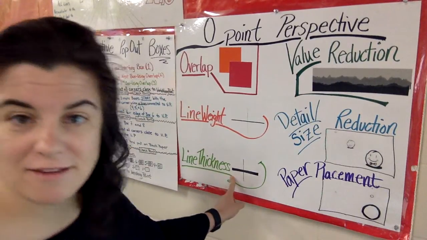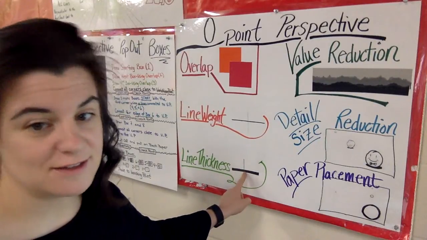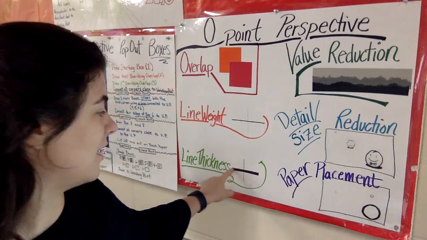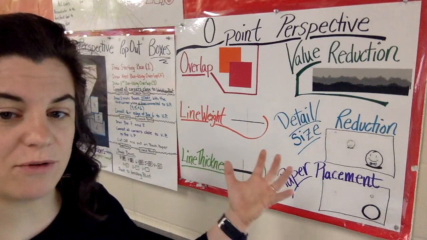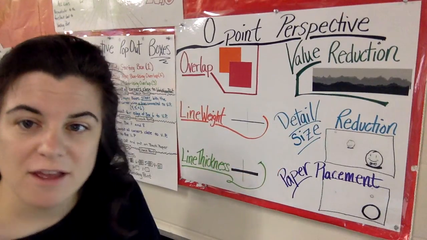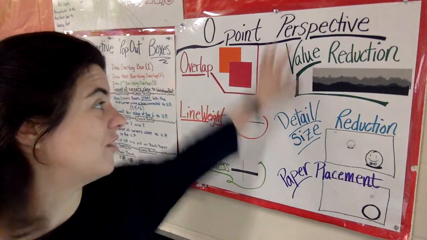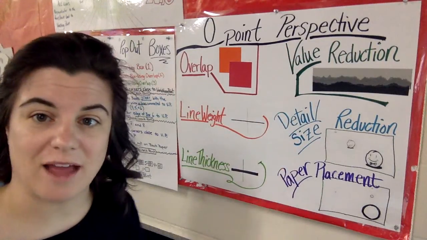Line thickness is another one. So the darkness is the same. These are equally dark. Full pressure was put on. But this line here is thicker, and therefore it pulls to the front. Then these three tricks can be used in combination to create these more complex ideas.